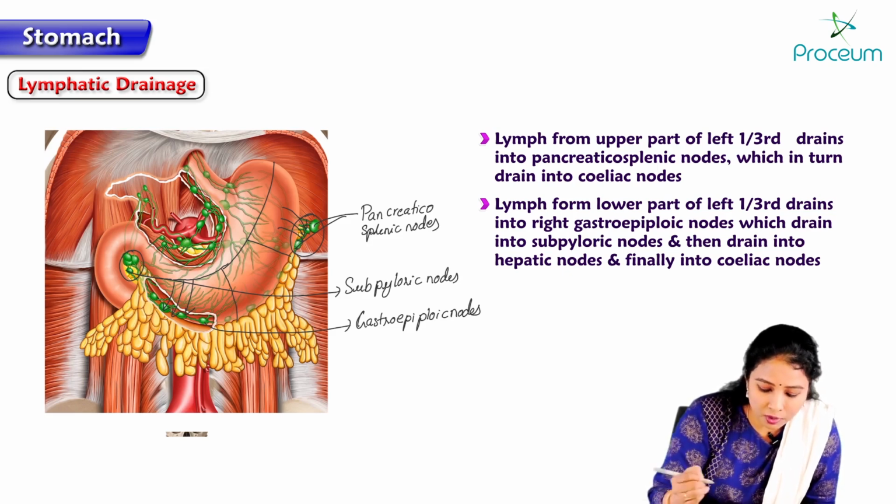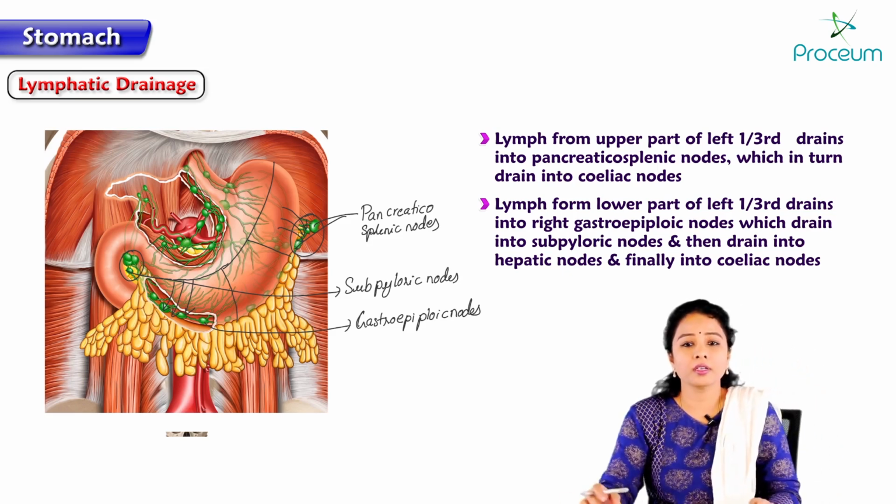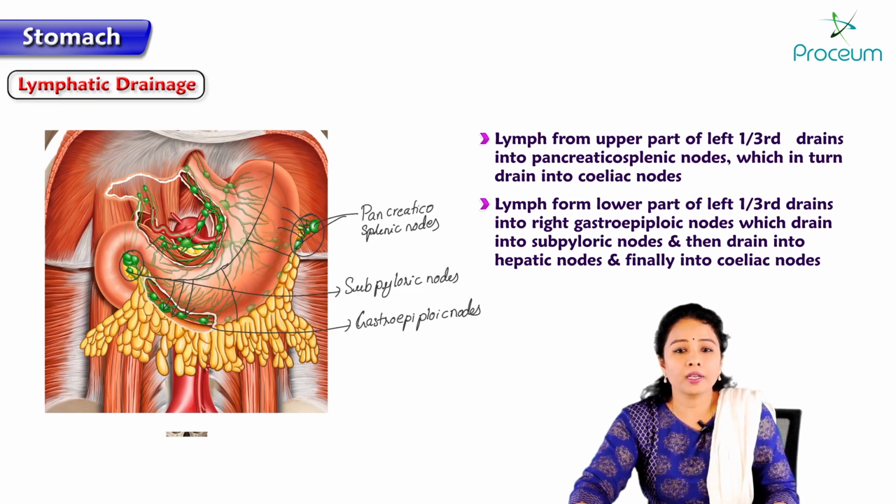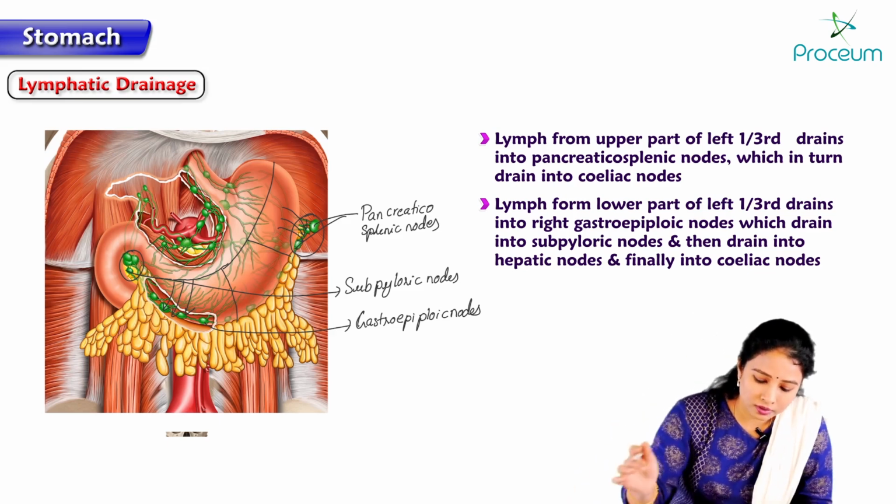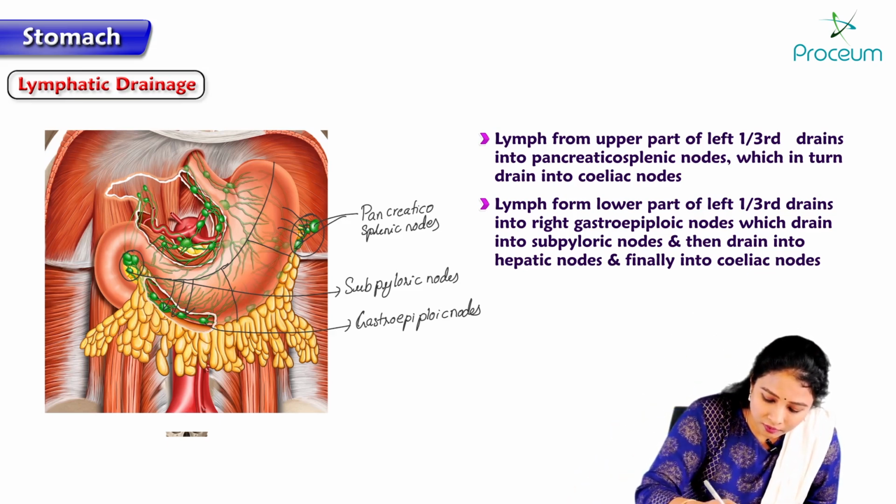Which lie just below the pyloric part of the stomach, and further from the subpyloric nodes, the lymph is drained into hepatic nodes and finally into celiac nodes. So here is the celiac node, which is near the celiac trunk.